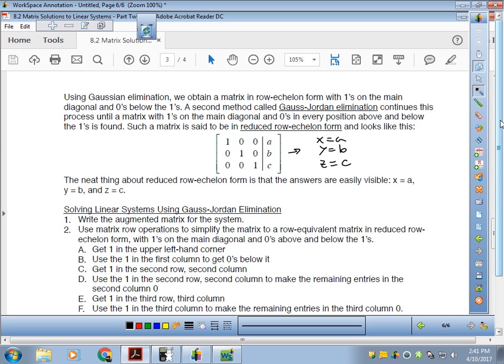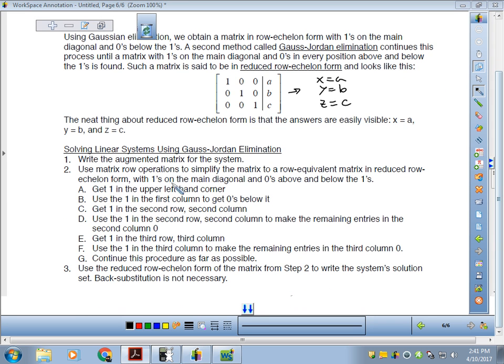Now when you're doing it by hand, it works pretty much the same way. When you get here, okay, these steps all the way to here are the same steps as row echelon that we just did. You have 2 more steps though that you have to do.